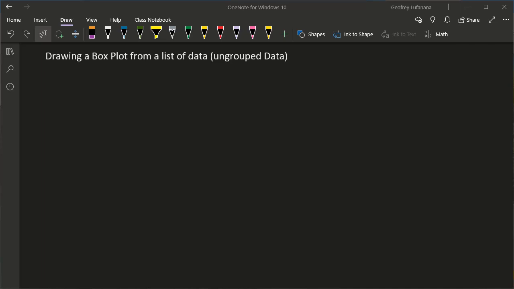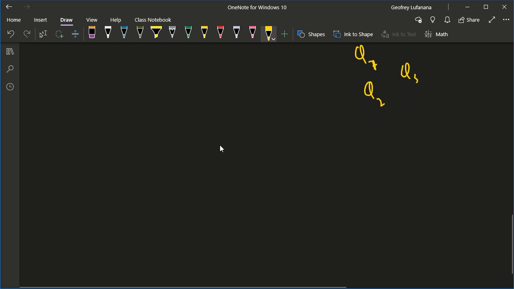Welcome. In this video, we're going to be discussing how to draw a box plot from a data list, which is basically ungrouped data. Now, for drawing a box plot, we need to remember the parts of a box plot. So if you're given a data list and you're required to draw a box plot, you need the minimum value, the maximum value, and the three quartiles. That's Q1 lower quartile, Q2 median, and Q3 upper quartile. Let's illustrate this with an example.